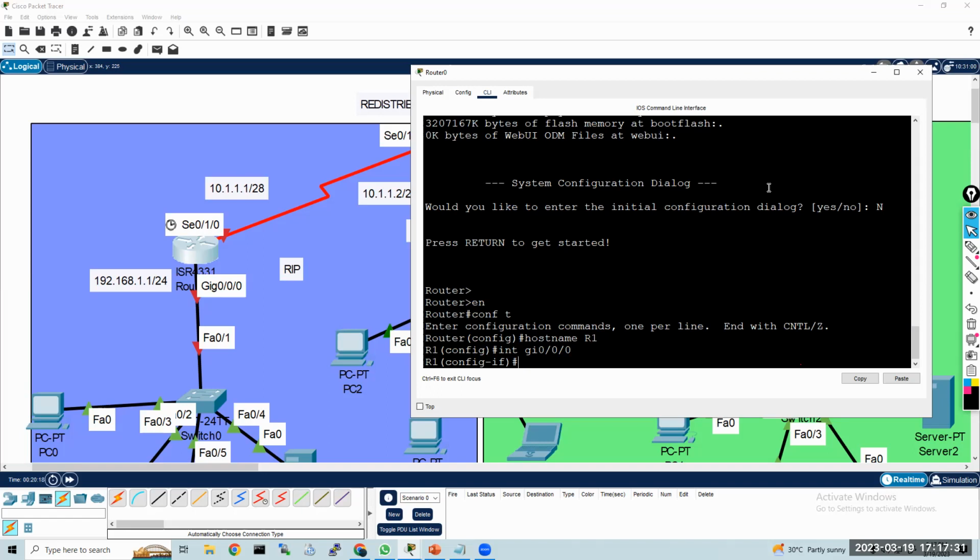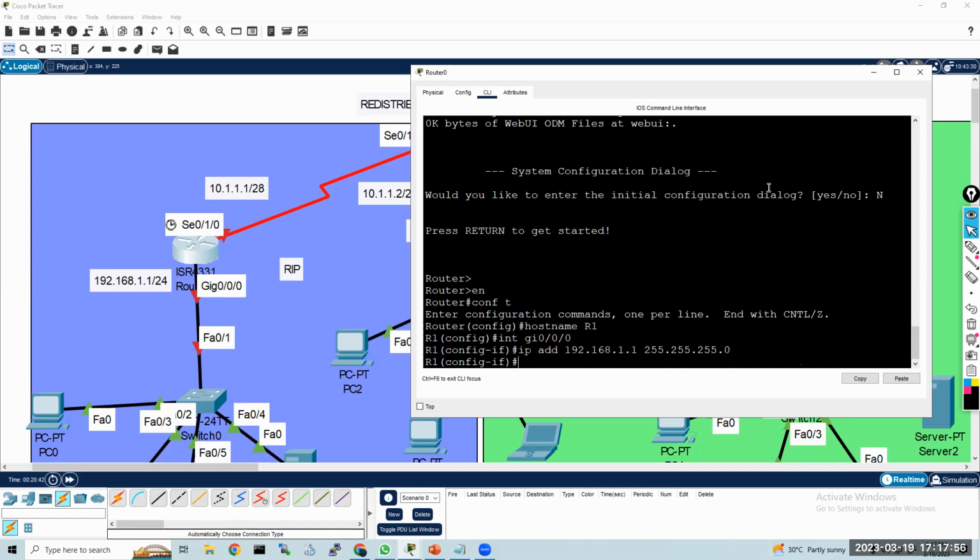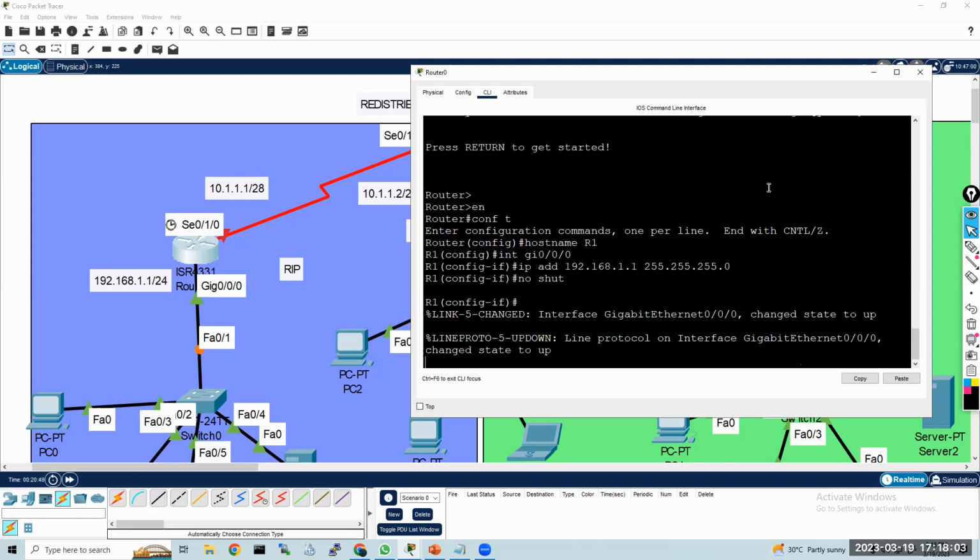GI000 IP address. Yes. 192.168.1.1. Yes. This is a slash 24. Yes. Sorry, 255.255.0. No shut. Is it not shut down? Yes. Okay. Okay.